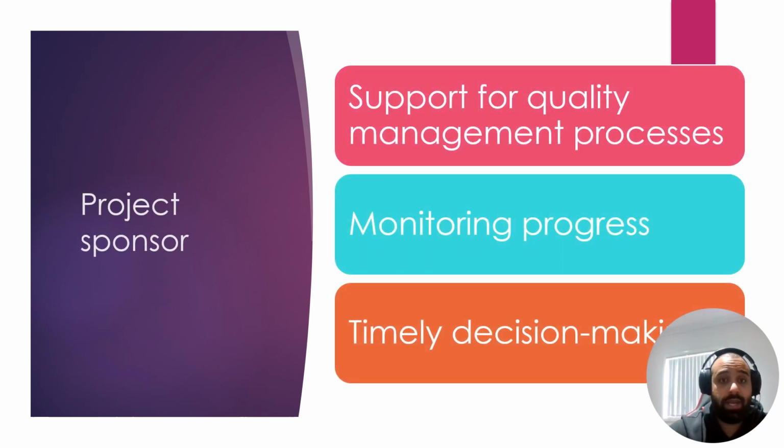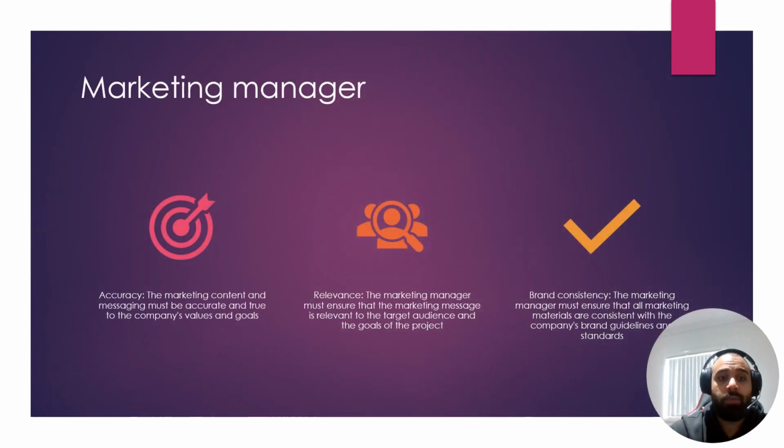Project sponsor and quality expected from him: support for the quality management process, monitoring progress, timely decision making. Marketing manager: accuracy. The marketing content and messaging must be accurate. Well, it should be very clear quality. Relevance of the content for the website: the marketing manager must ensure that the marketing message is relevant to the target audience and the goals of the project. Brand consistency as well.